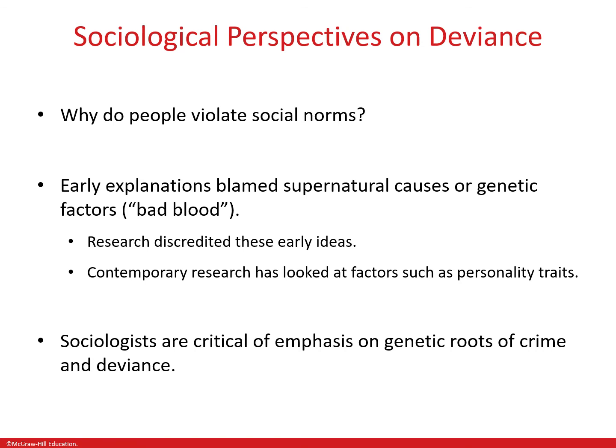Contemporary research has looked at other factors, even personality traits. But we as sociologists are very critical of a lot of this, and the emphasis on genetic roots of crime. We think somebody's born to be a criminal and be deviant. So it must be something out there in the environment. We seek to explain deviance by other means and look at what's out there in the environment. What are they exposed to in the environments in which someone is living that would predispose them there? So not necessarily something biological.